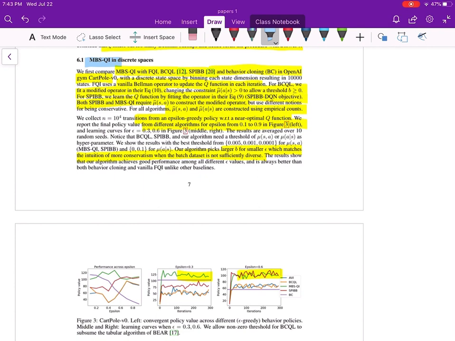So CartPole v0 is being used. There are only two actions in CartPole v0. There is binning of each state dimension, resulting in 10,000 states. The continuous state space is being discretized here.